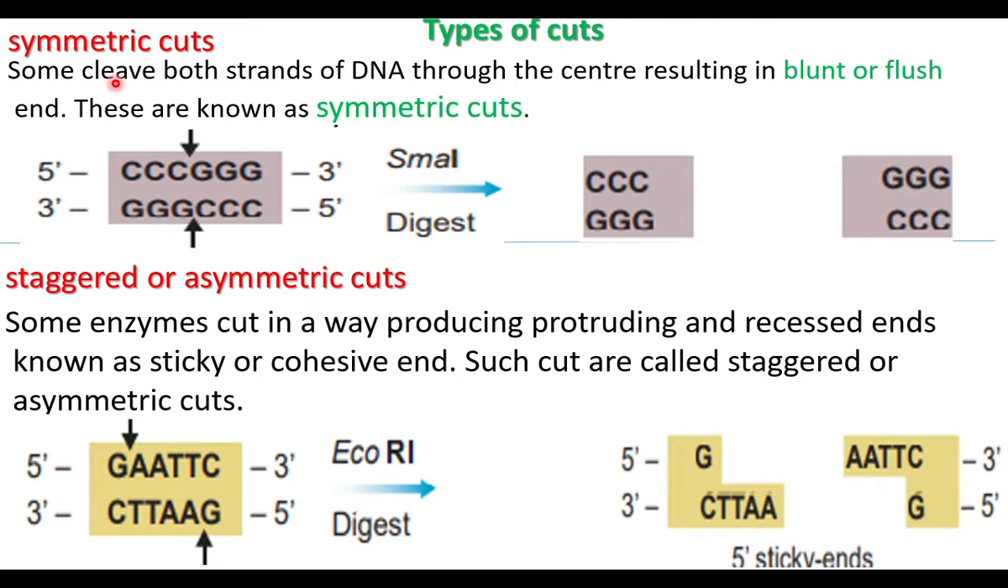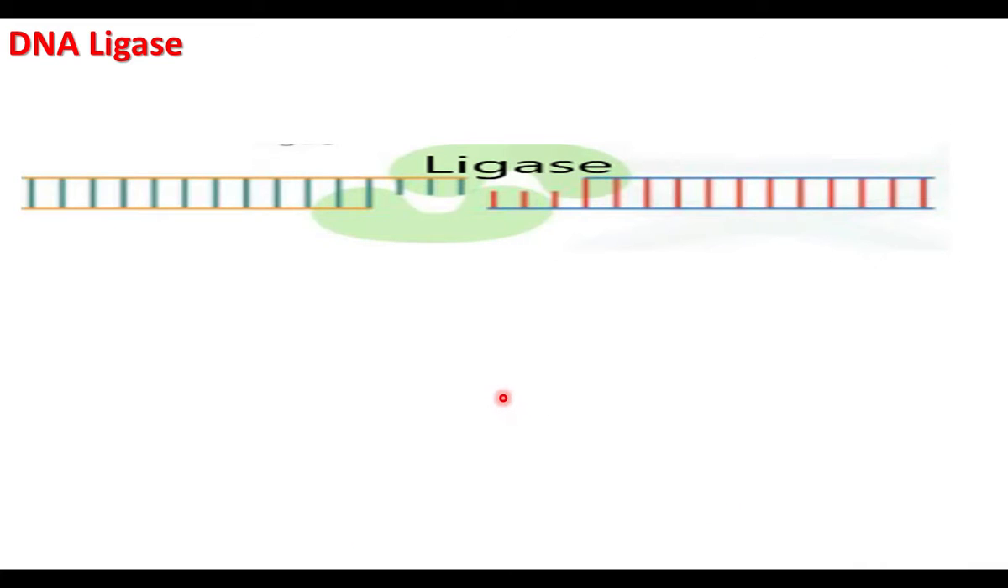Symmetric cuts produce blunt ends. Asymmetric cuts produce staggered ends or sticky ends. DNA ligases act as paste molecules. They join two DNA fragments. DNA ligase is isolated from T4 phage.